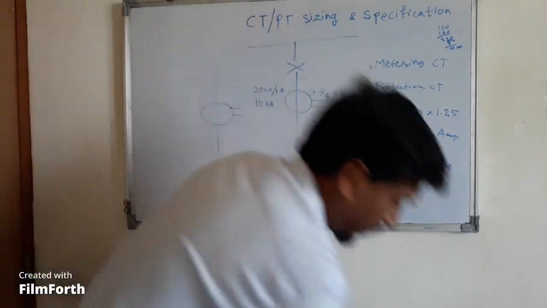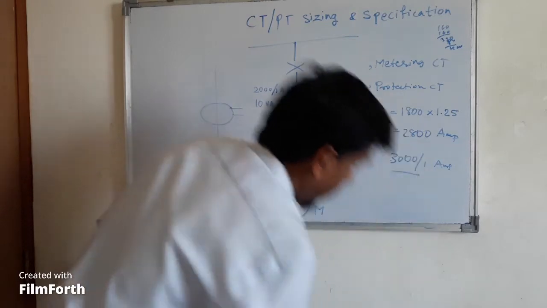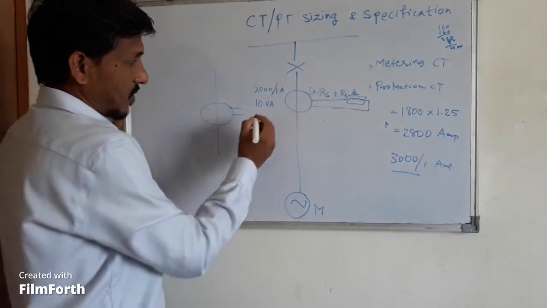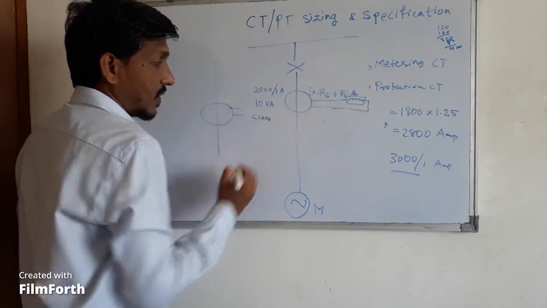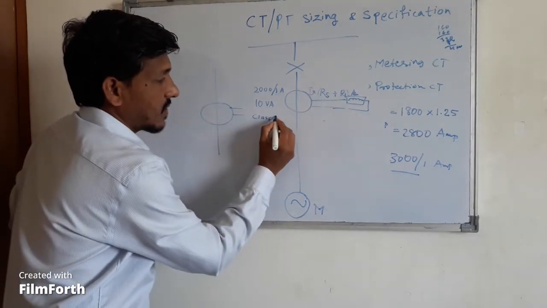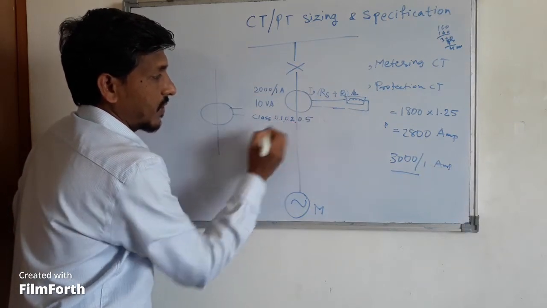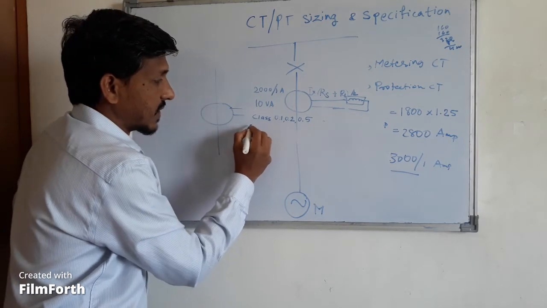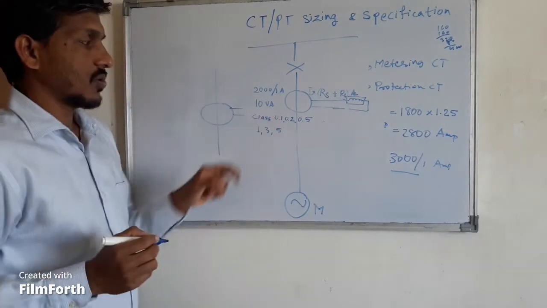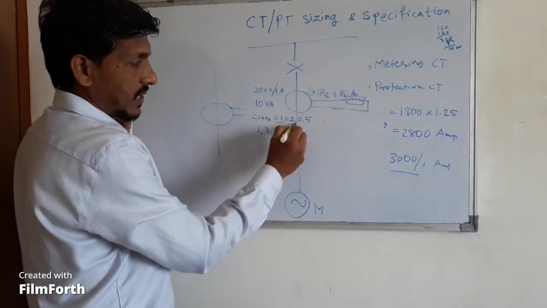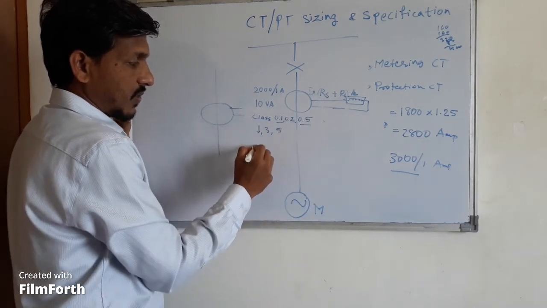Clear? One more point where you have to mention the specification is the class of the CT. Normally for a metering CT, it is class 0.1, 0.2, or 0.5. For an industrial CT, the class is 1, 3 or 5. So what is this value? 0.1 means 0.1% error, 0.2, 0.5 means 0.5% error, 1 means 1% error.